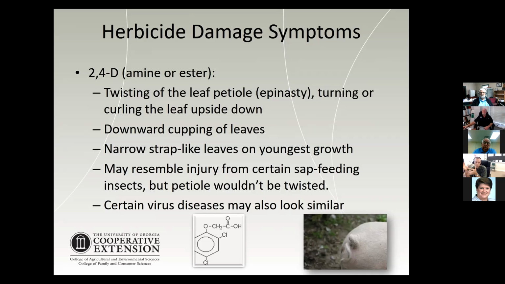Also realize that it can look like a lot of other problems that are out there. Insect damage occasionally can look like this. So you need to rule those out as possibilities if you're trying to troubleshoot this type of herbicide damage. There are even certain viruses that can look like this as well. So being able to rule that out is really important if you're trying to troubleshoot.